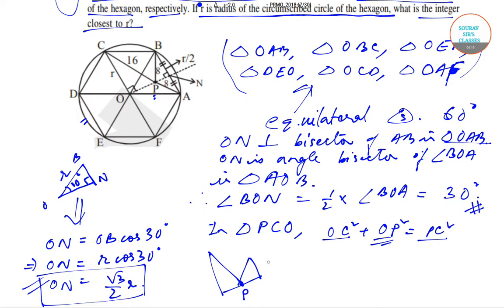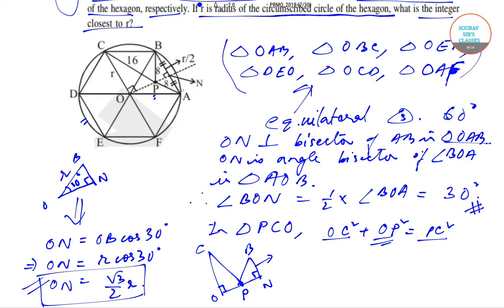This is the point P, and then we have right angles over here. So we have triangle PNB over here, and then we have POC over here. As you can see, one other thing we needed to say is that ON is the perpendicular bisector of AB.